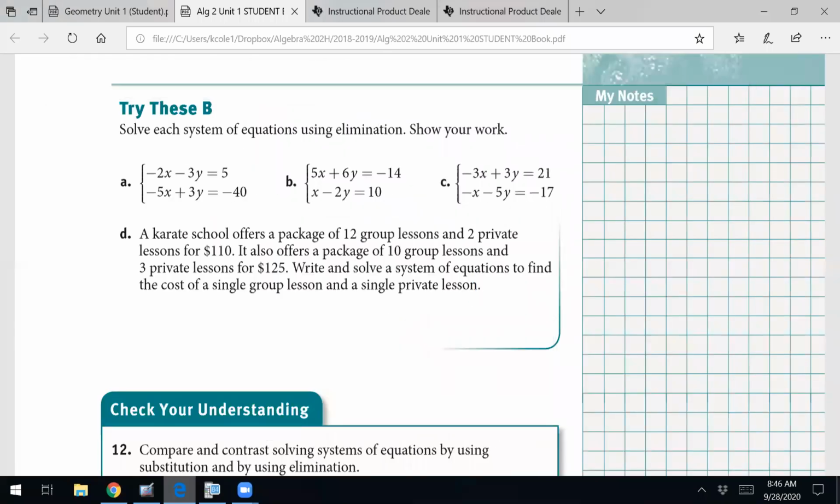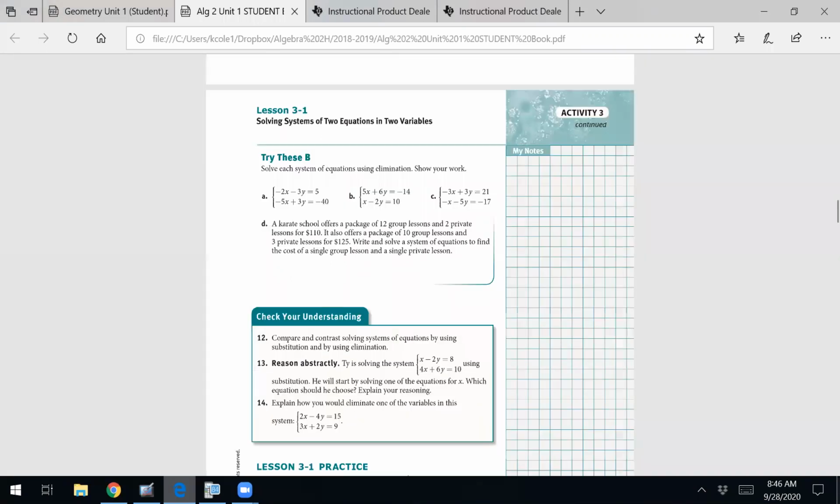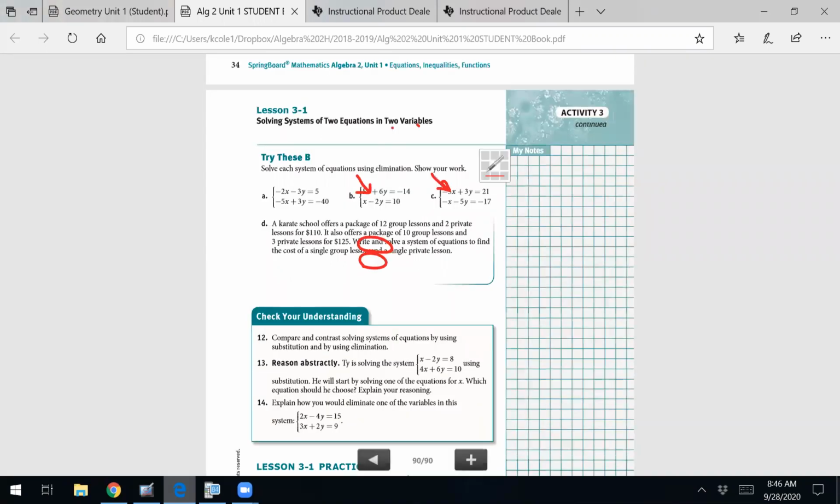All right, so if we look at A, let me make that small so I have plenty of room to write. When we look at A, right now we have -2x minus 3y equals 5 for equation 1. In equation 2, you have -5x plus 3y equals -40. Do you have opposites? Yeah, your y's. You've got a -3y and a +3y. If that's the case, then you don't have to multiply by anything. You just simply add them together. So let me rewrite mine.